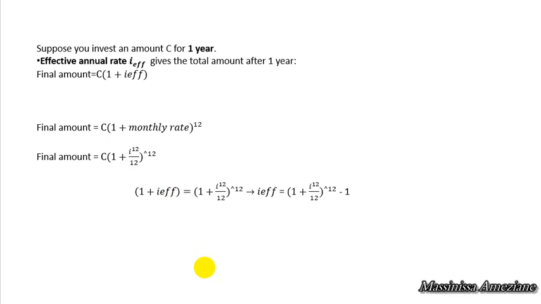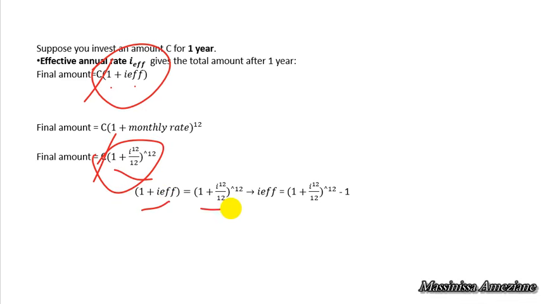So we know this is the same as this. We cancel C with C here, and we get 1 plus the effective interest rate equals 1 plus the monthly interest rate to the power 12. So what is the effective interest rate? Simply, this is the formula. This is how you can convert from nominal to effective. The effective interest rate equals 1 plus the monthly interest rate to the power 12, minus 1.